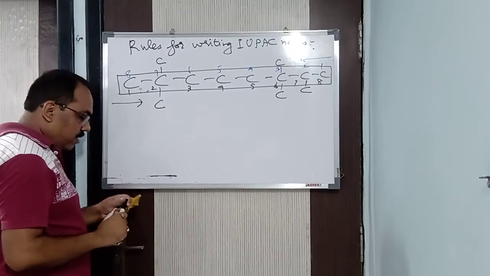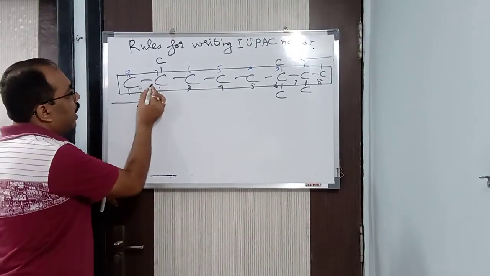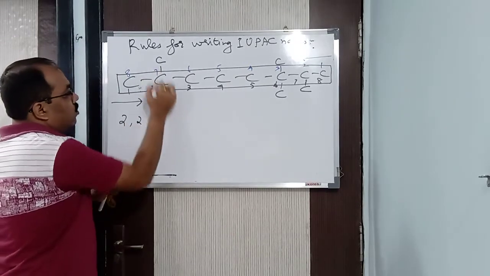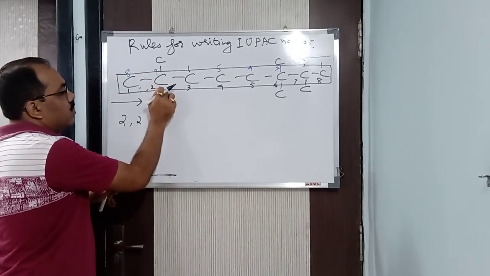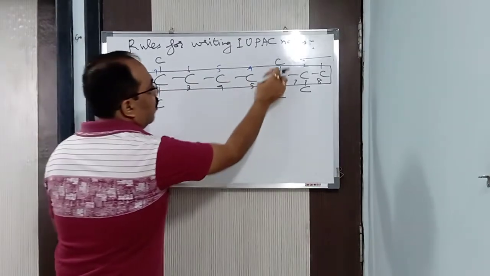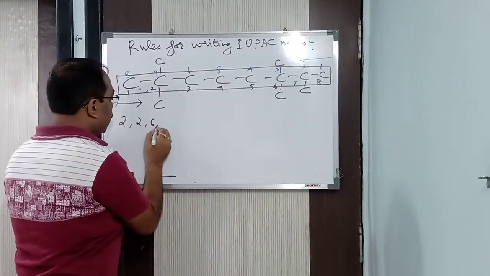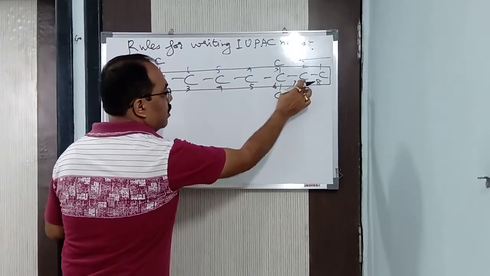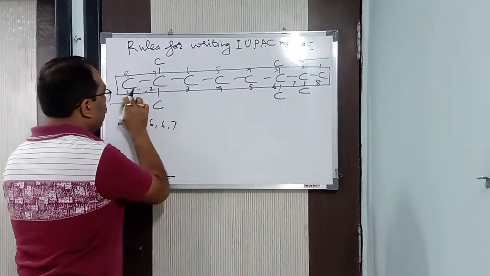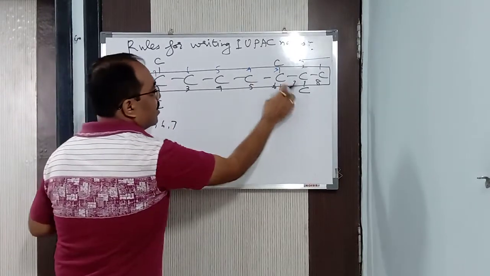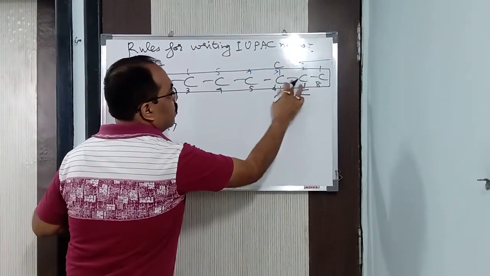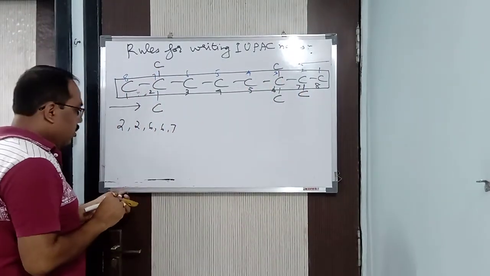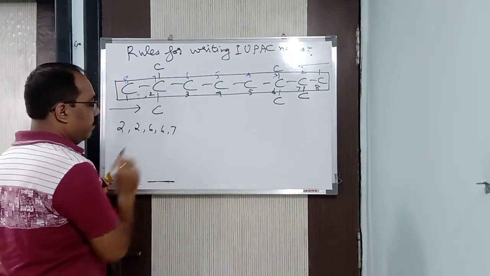I will write the locants and see. First I am writing the black one. In second position, 2 branches are there, one branch and another branch. Now in 6th position 2 branches are there. And in 7th position, one branch is there. Just see the black, children, only the black. For that reason I am writing in different ink. So here I got 2, 6, 7.